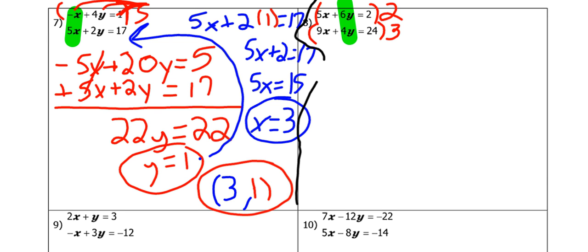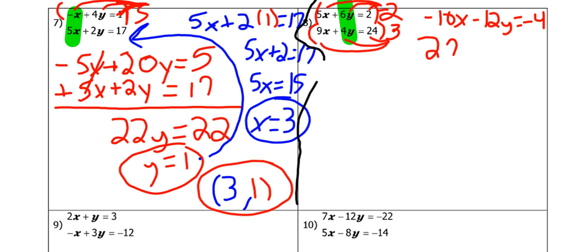Just because we need one of them to be negative, it doesn't matter which one, I'm just going to make the 2 on top negative. So first I'm going to distribute negative 2 to all three of those numbers. So I have negative 10x minus 12y equals negative 4. And on the bottom, I'm going to distribute that positive 3 to all three of those numbers. I'm going to have 27x plus 12y equals 72.